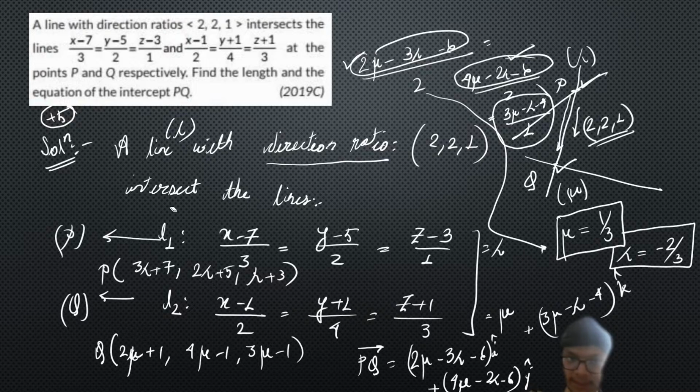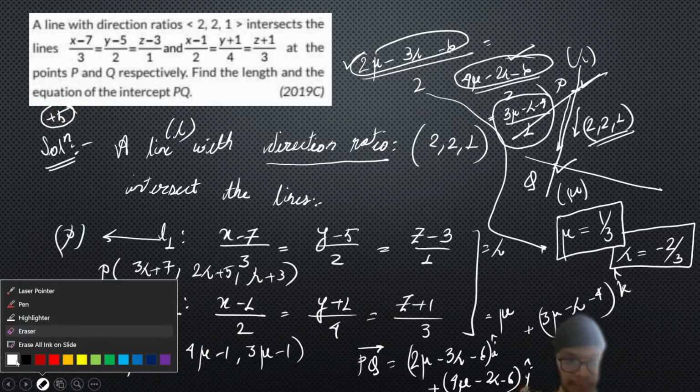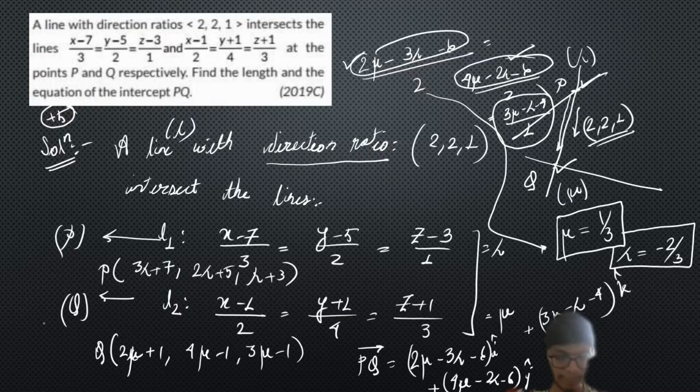So did you get the same answer that I am getting? Let me know. Okay, so I got the value of the intercept. I actually have to find the length as well as the equation. So the equation of the PQ intercept is simply this, right? We have the PQ vector, so we have the direction ratios, we can just find that. We have the point P and point Q, so we can simply find the equation of the line PQ, right?